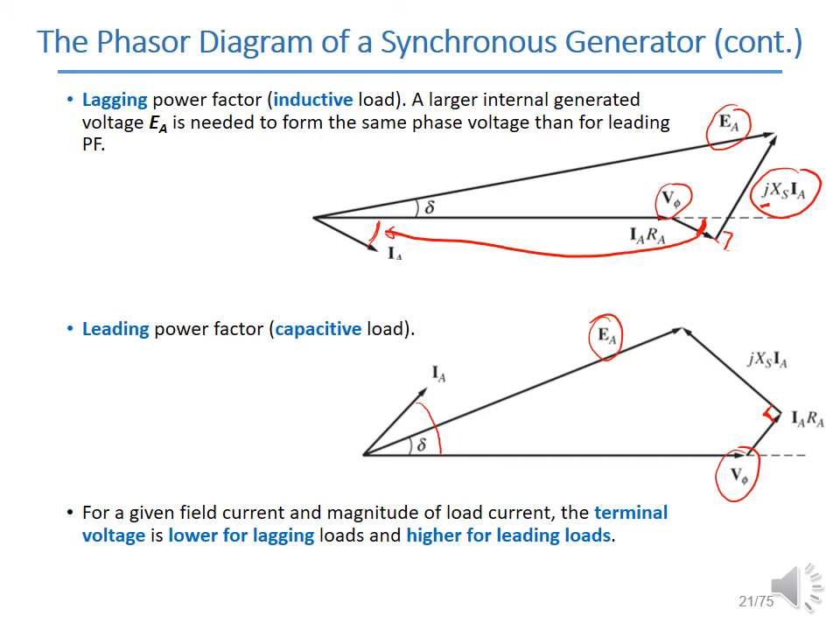Then you draw jXSIA being perpendicular, and finally you can draw EA connecting the origin to the end of the vector jXSIA. Then, for a given field current and magnitude of load current, the terminal voltage is lower for lagging loads and higher for leading loads.